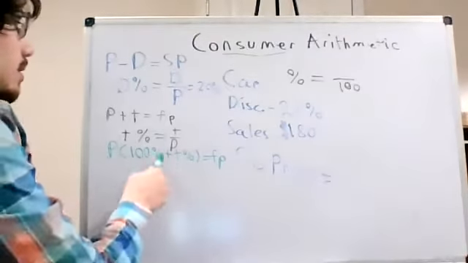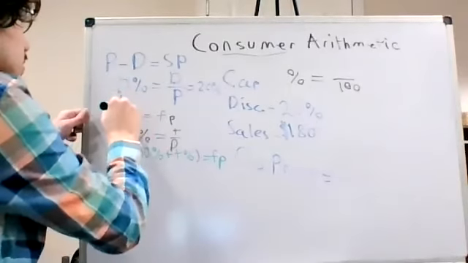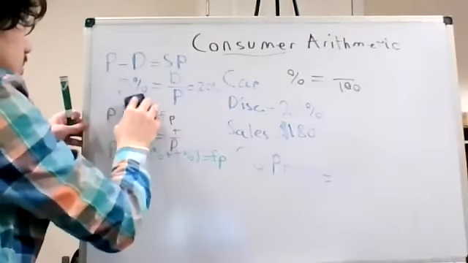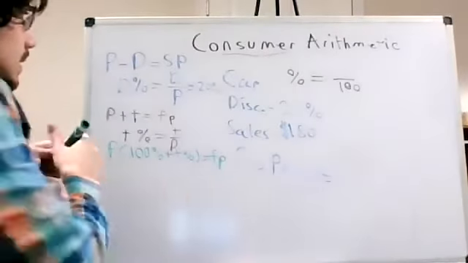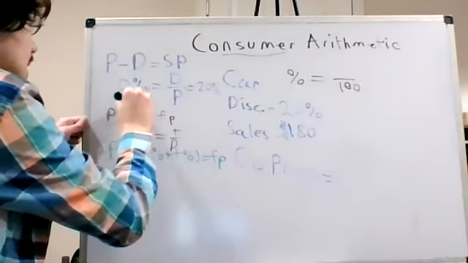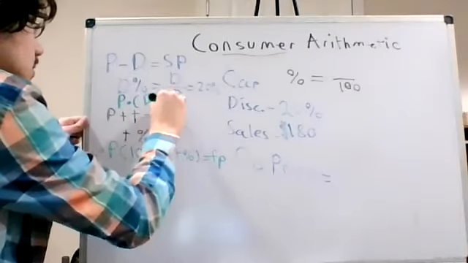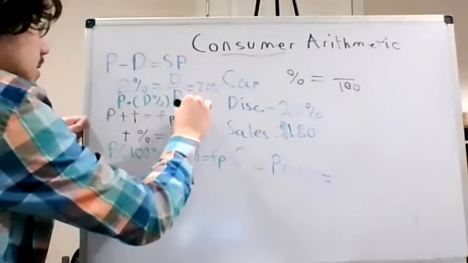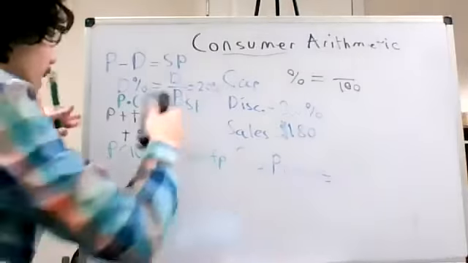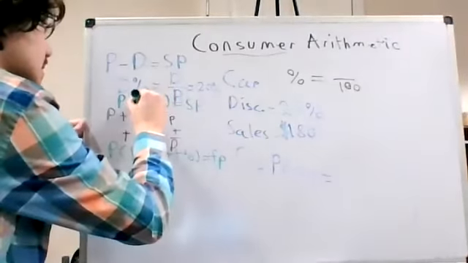So you can use this equation, and for the discount, you can say price times the discount percent equals the sales price. Or no. It'd be 100% minus the discount percent.